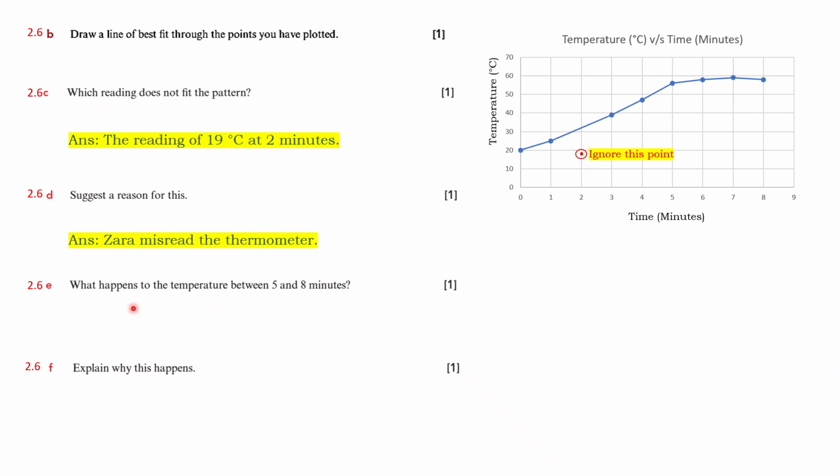Now the next question is, what happens to the temperature between 5 and 8 minutes? If we go to these values, that is 5 minutes and 8 minutes, we can clearly see that the temperature is not increasing as it was increasing earlier. So this means the value is almost the same, or fairly the same. We can see that the values are almost constant.